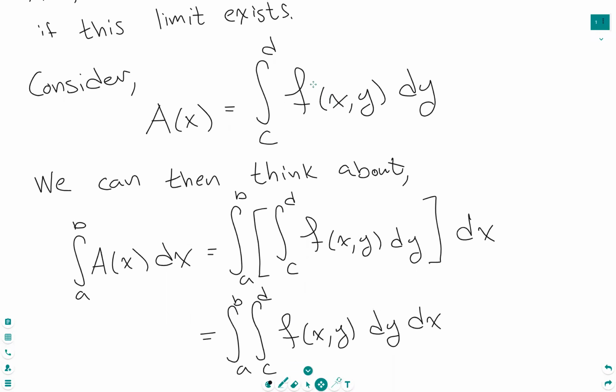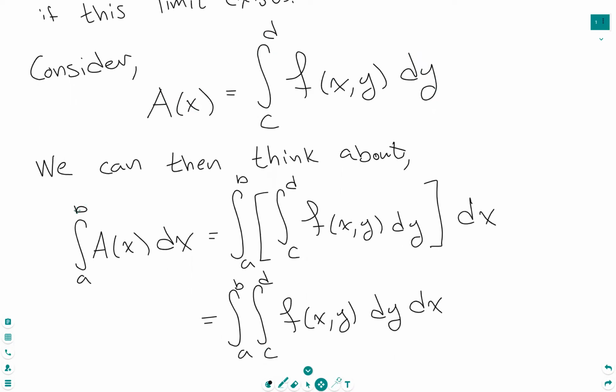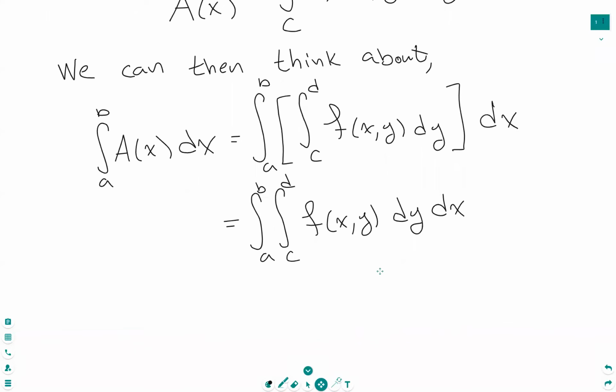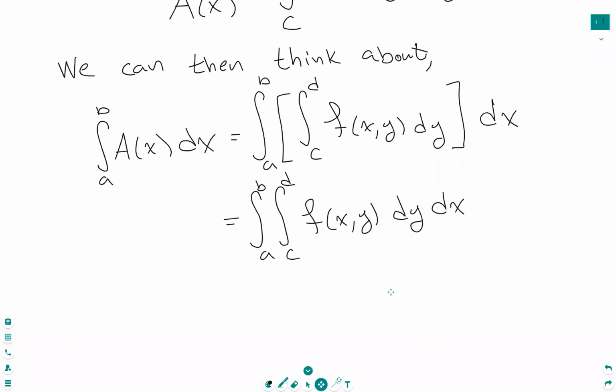So A of x represents, for any fixed x, the area of that trace. And then I add up all of those areas of all of those traces from a to b in the x direction, and I generate this volume.